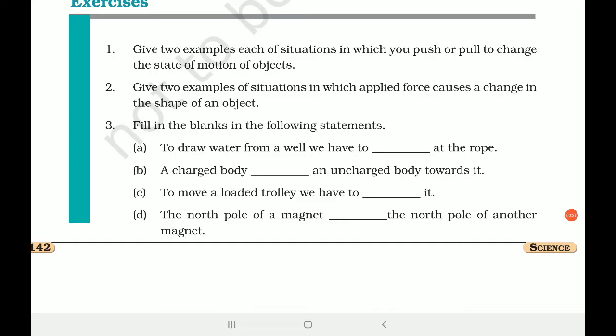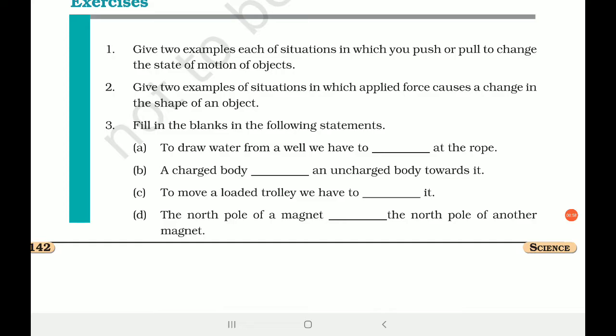Let's understand. Give two examples of each situation in which you push or pull to change the state of motion of an object. So push or pull. We can go for push, maybe pushing a box, or maybe opening of the door. It's a pushing. Pulling, drawing water from the well, or maybe you can say lifting a bag from the ground. You can give so many examples.